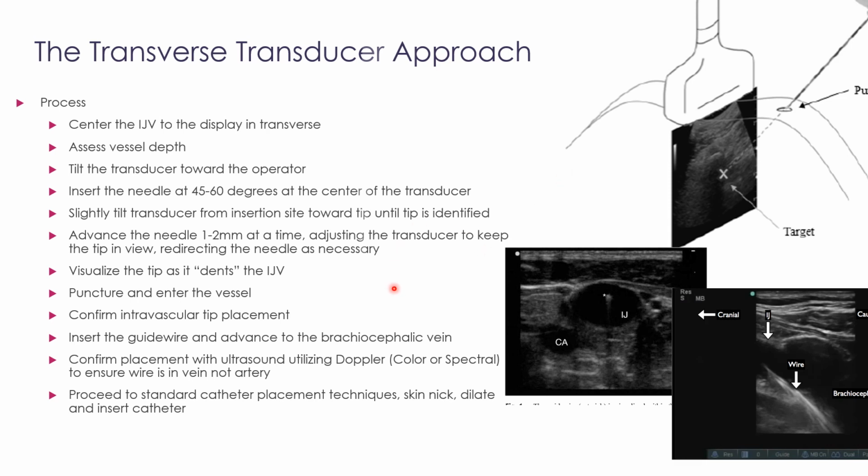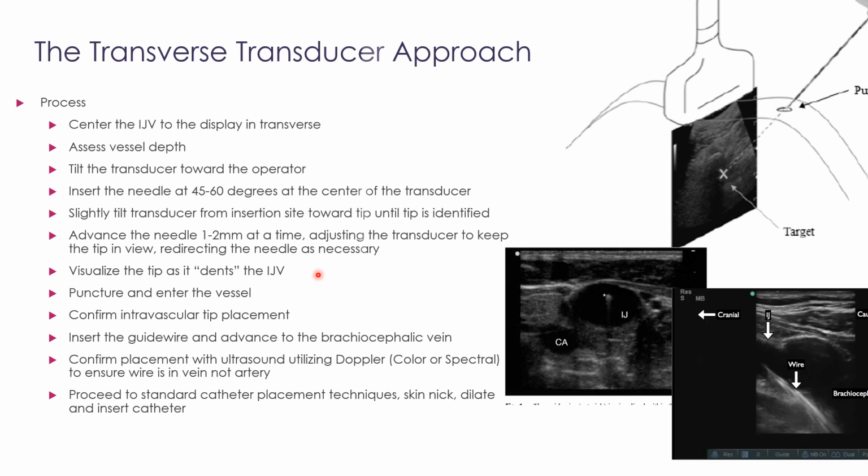So you're going to continue to advance and find and advance and find as you progress with the needle until you see that the tip is denting the internal jugular vein. And at that point, you know you're ready to progress and puncture into the vessel. So once you've punctured into the vessel and gotten a flash, there's a couple different ways that you can make sure that you got into the vein, not the artery. And so once you see the tip in the vessel, by turning on color or spectral pulsed ultrasound, you can verify that it's demonstrating venous flow, not arterial flow.